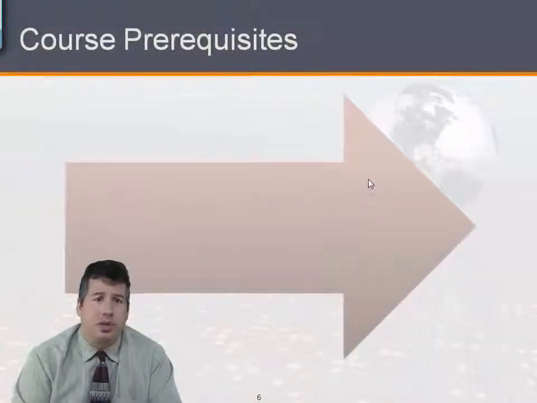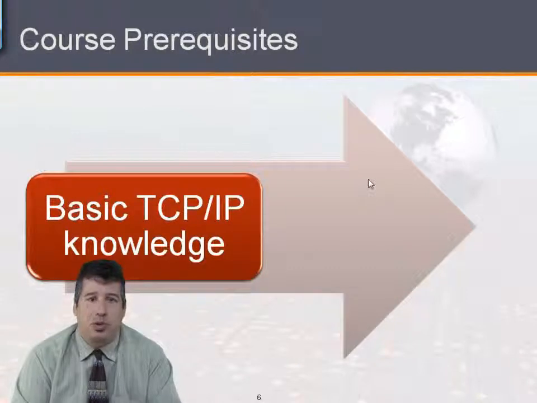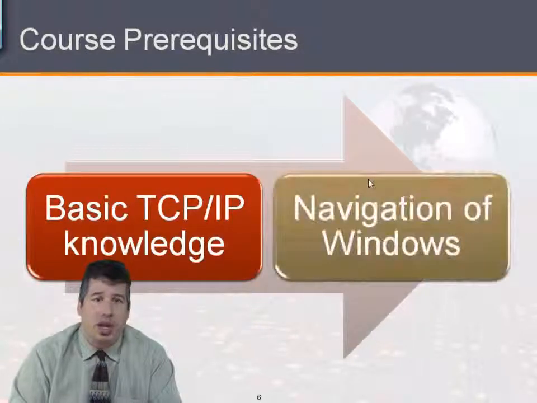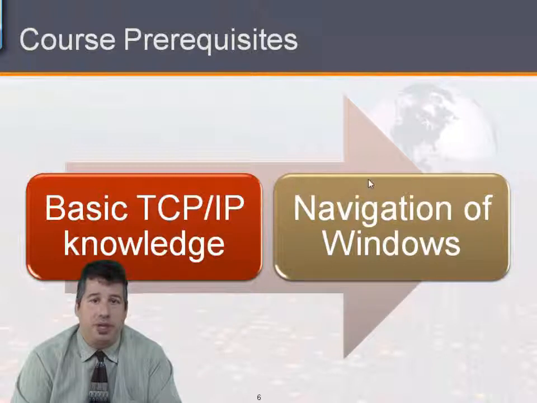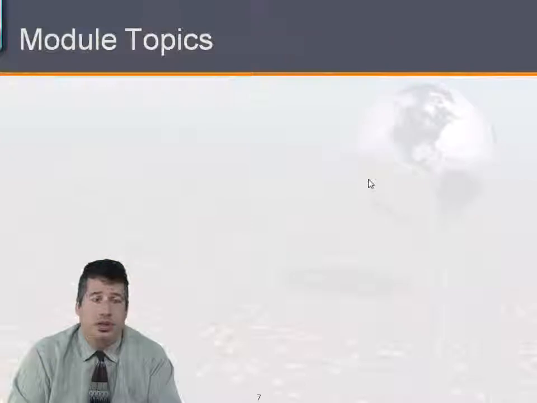So when you look at the prerequisites, basic TCP/IP knowledge is really all you need. When we get into infrastructure courses, we'll be doing more on TCP/IP, so we'll be looking at TCP/IP version 4 and version 6. And then navigation of Windows. If you can click on a window, double-click on a window, drag and drop a window. Hey, if you can play solitaire, then you'll be able to work with Windows Server 2003, especially through this course.